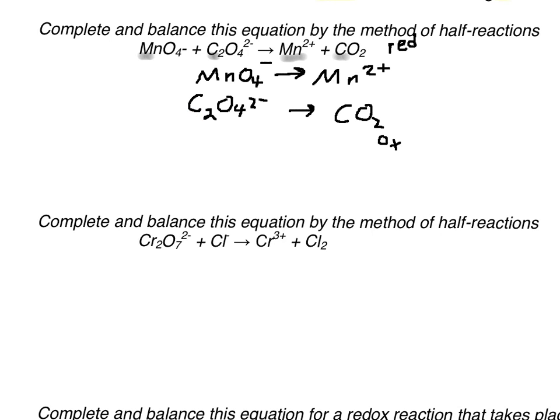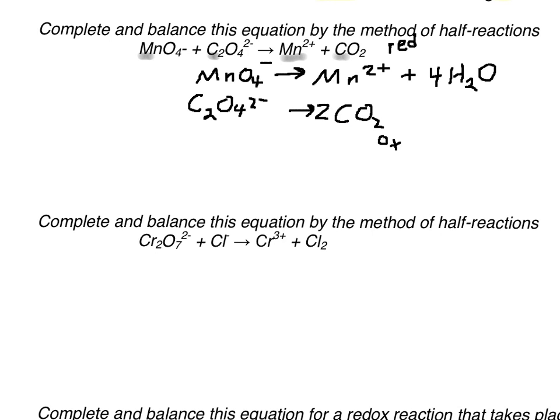Now my next step is to balance my oxygens using water. In my reduction reaction, I've got 4 oxygens on this side. So I need 4 oxygens on this side, so I'm going to add 4 waters. For the bottom reaction, I've got 4 oxygens over here, I've got 4 oxygens over here. I'm in good shape with my oxygens.